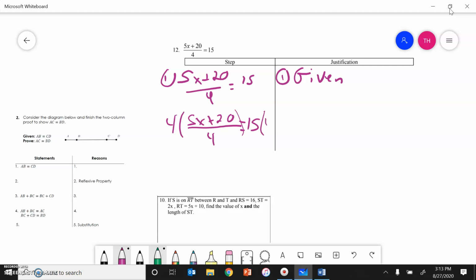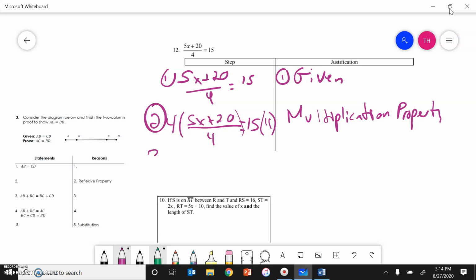Multiply both sides by 4 by the multiplication property. Okay, that would have been step number 2. Step number 3 is when we actually simplify it and make those 4's go away. And 15 times 4 is what, 60? So that was simplify.